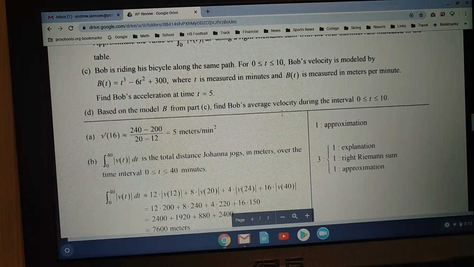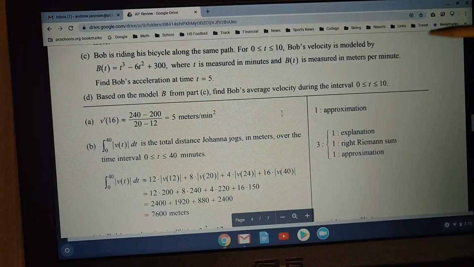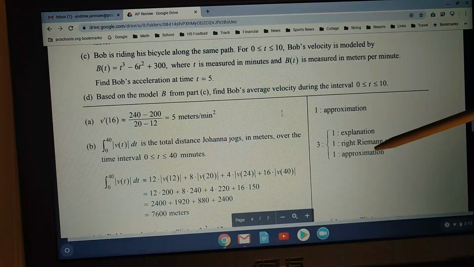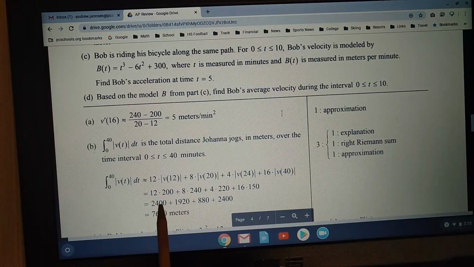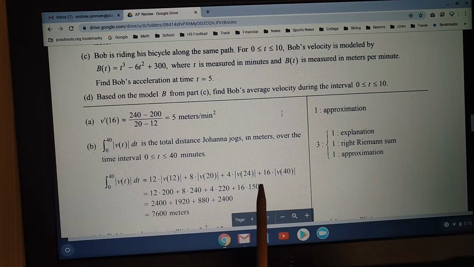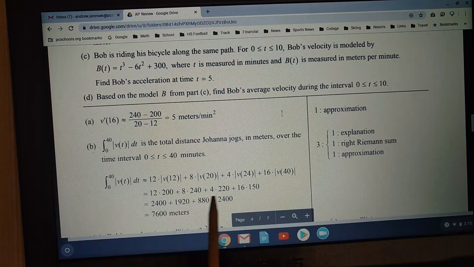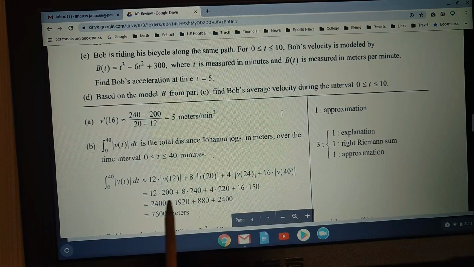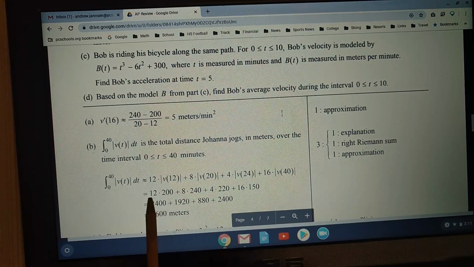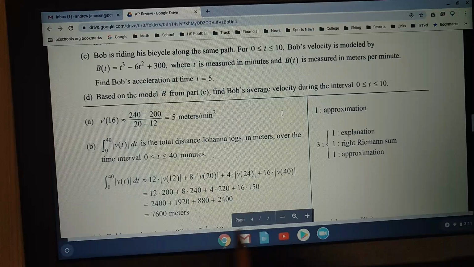Part B, we're 3 points. So 1 point for your right Riemann sum. This line right here gets you that point. This line does not. So if you skip this line and just go to this one, that would not give you the point. This line here gives you both the last 2 points. This line here gives you the sum and the approximation point.